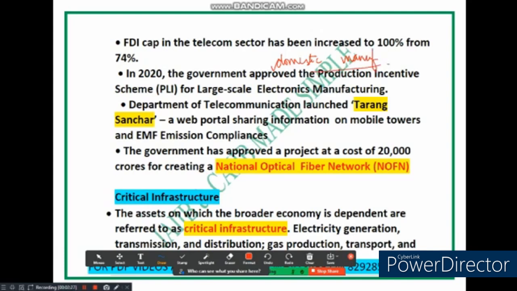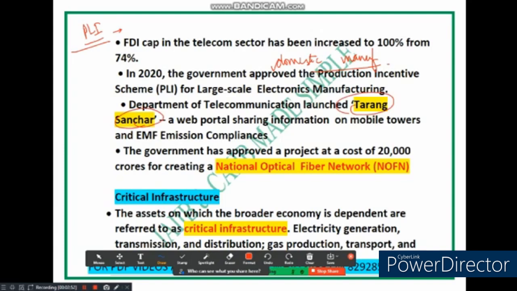It boosts domestic manufacturing, creates employment opportunities, and reduces dependence on imported electronic products. So under the PLI scheme, what happened? This is called the Production Linked Incentive scheme. Companies manufacturing smartphones, tablets and other electronic devices in India receive incentives from the government to encourage their production within the country. Now let's see the next part, Tarang Sanchar.